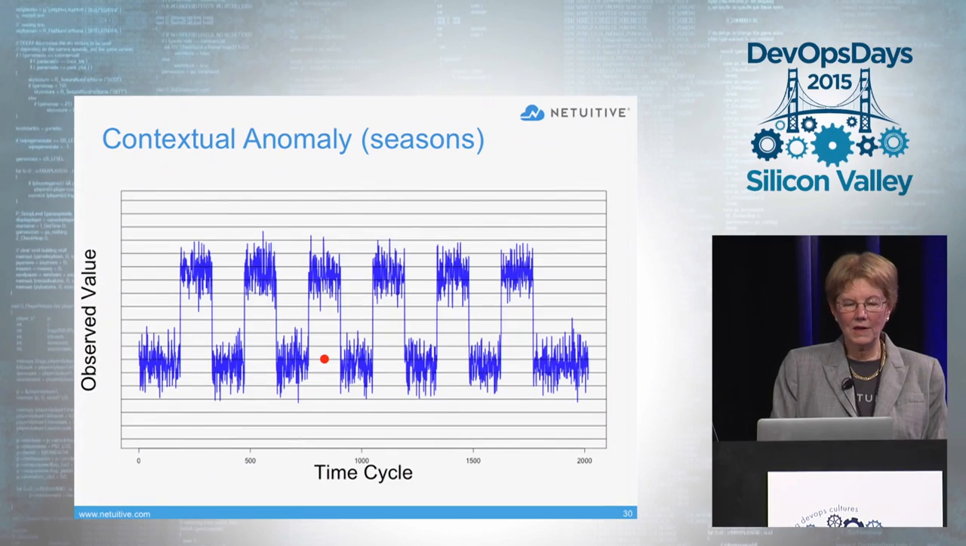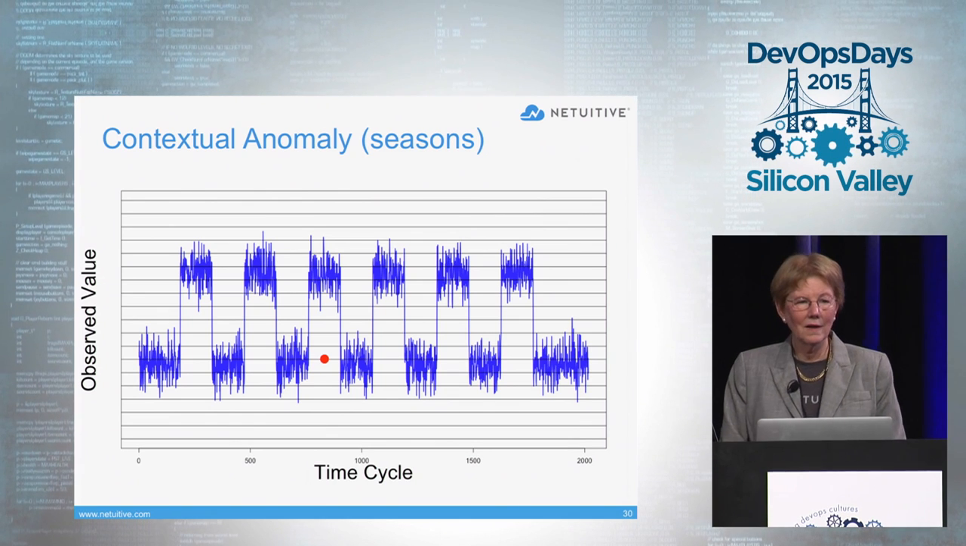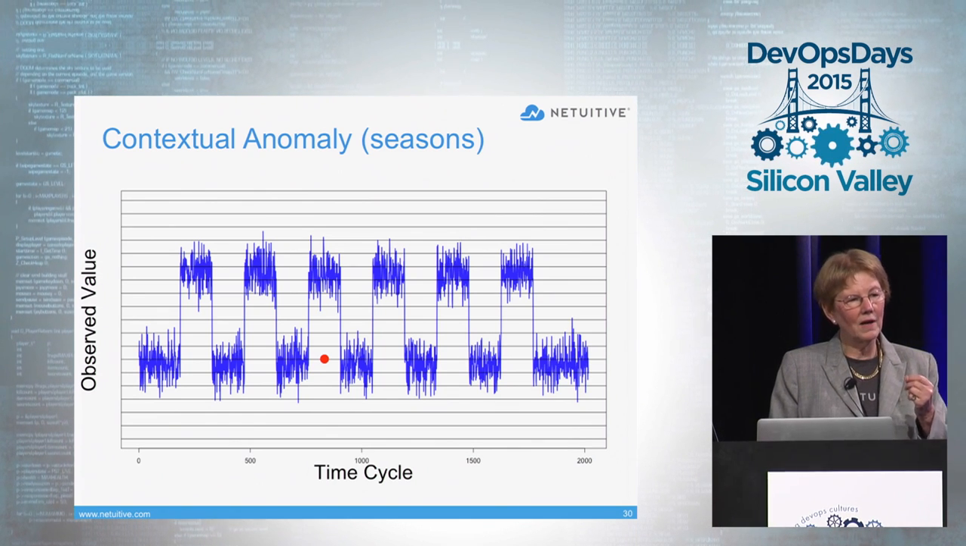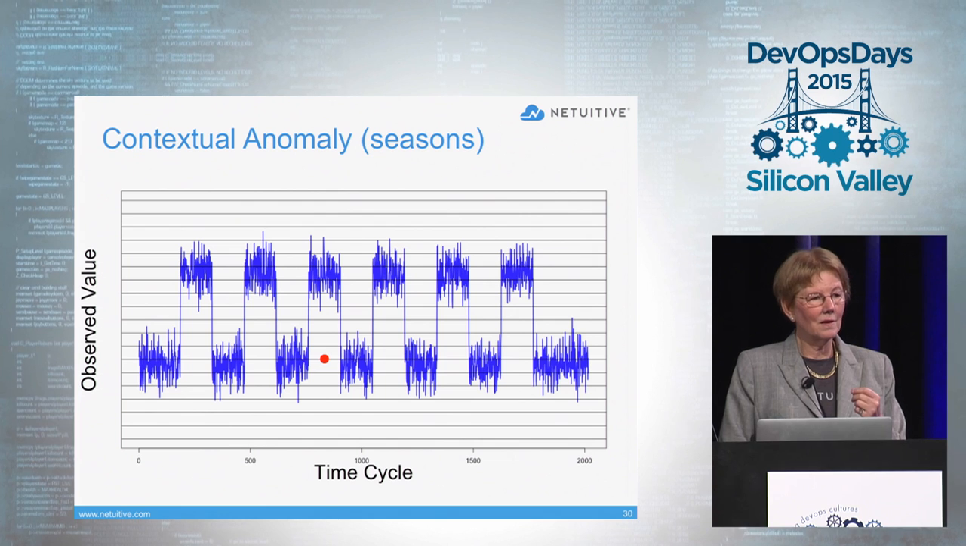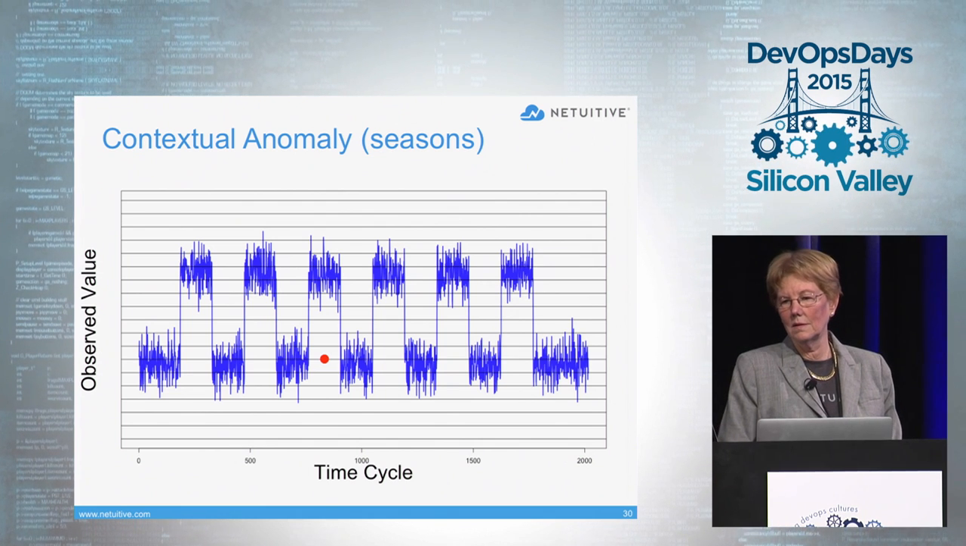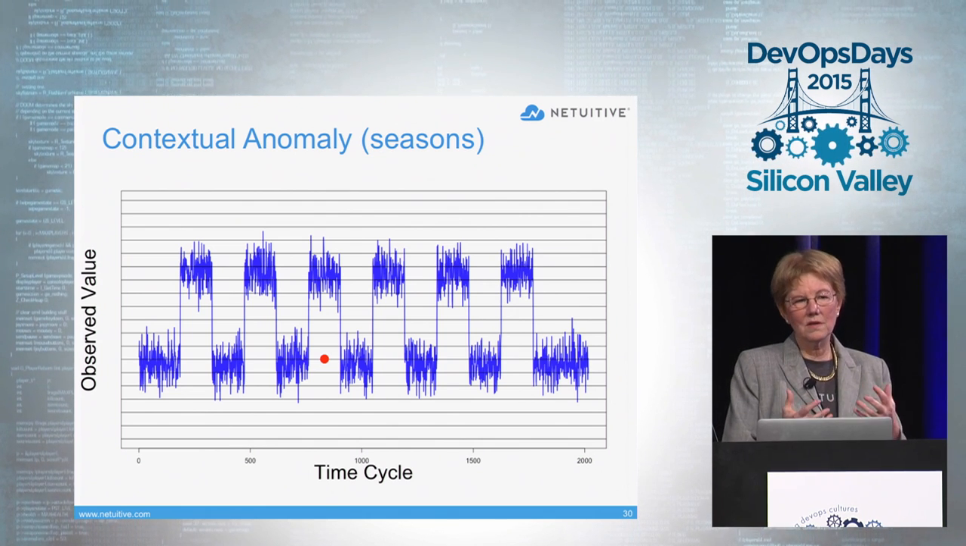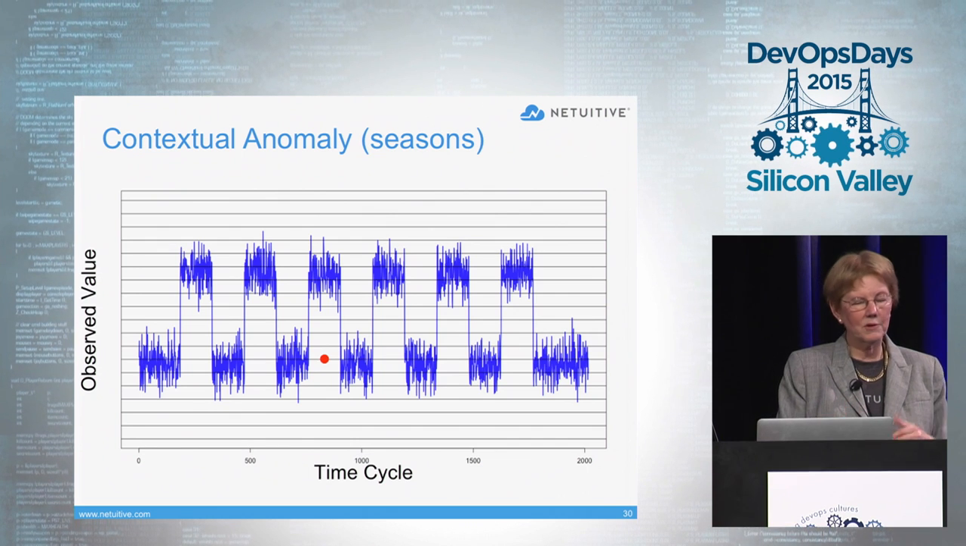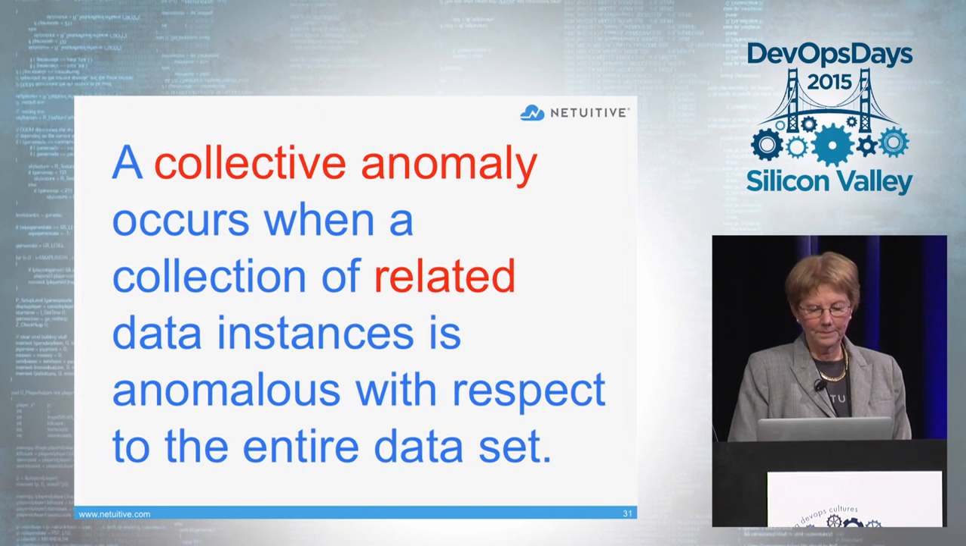Here's another type of contextual anomaly. This is a case, the little red dot, where the value is okay at night, but not okay during the day. So there's a contextual aspect to anomaly detection that's very important.